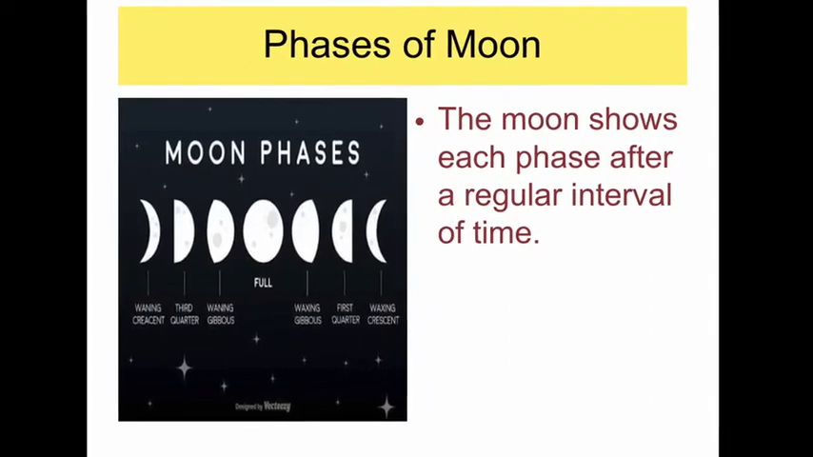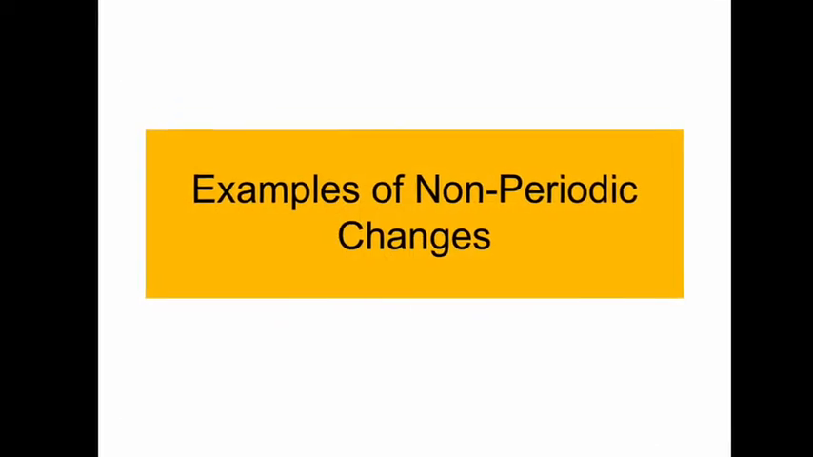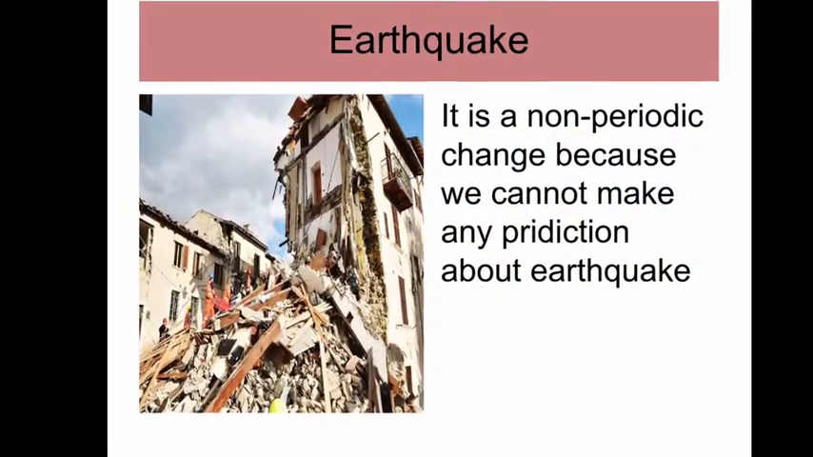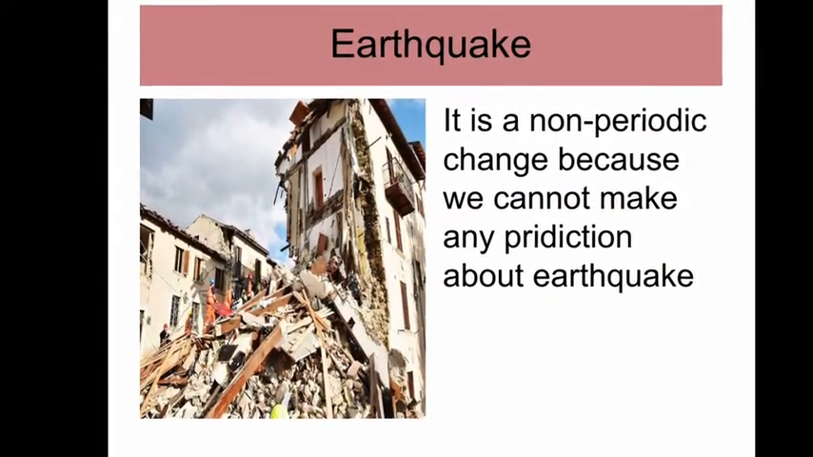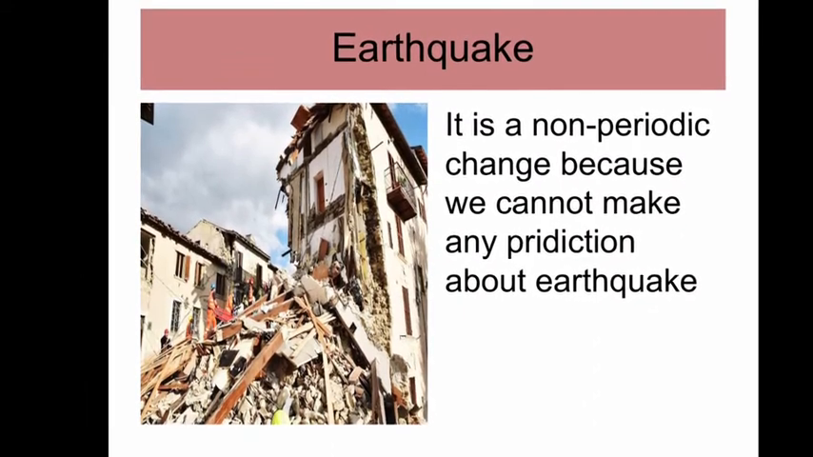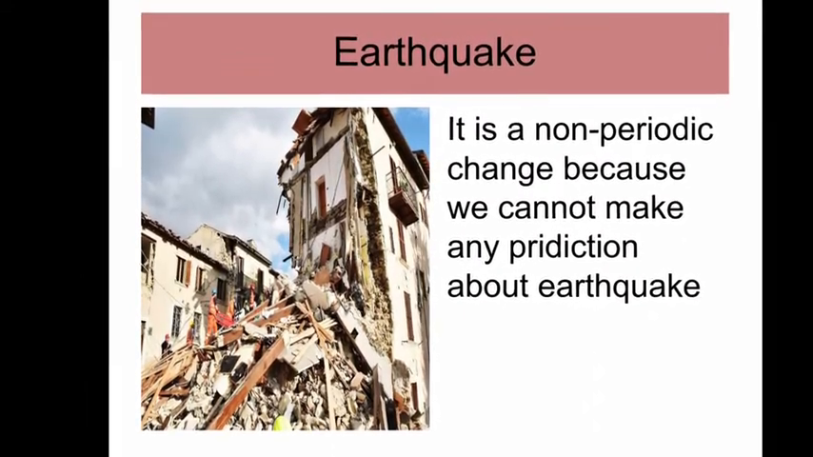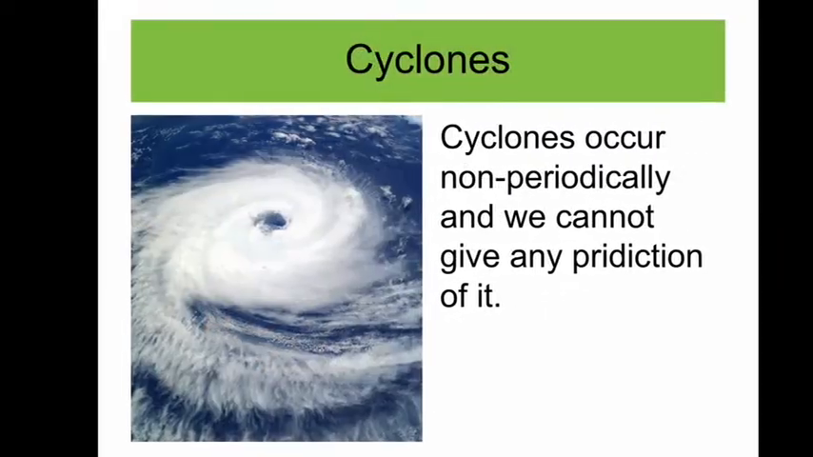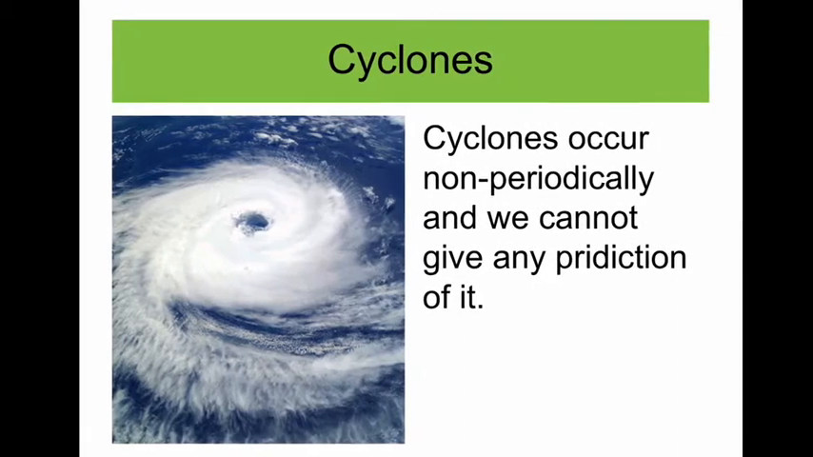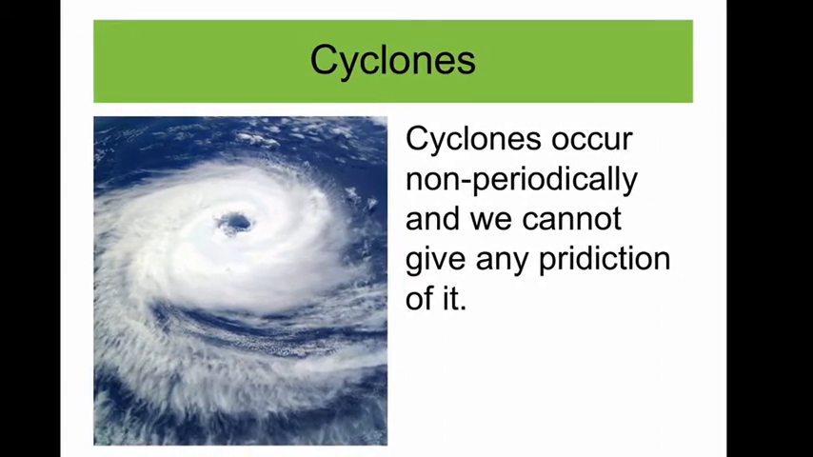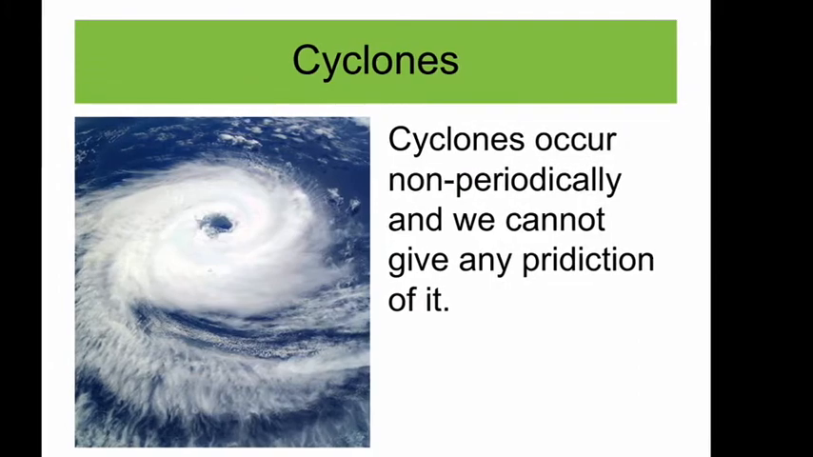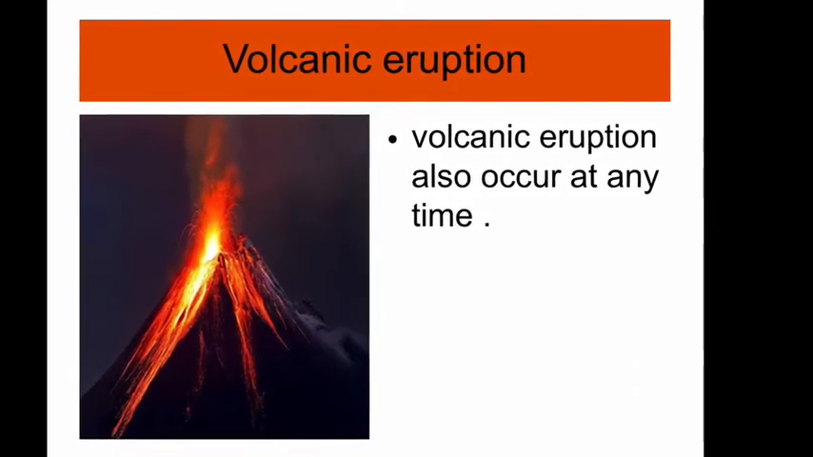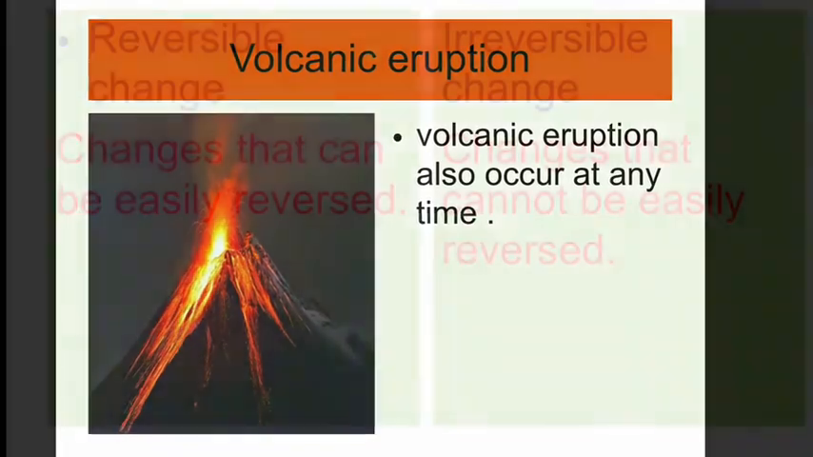Next are the examples of non-periodic changes. First one is the earthquake. Earthquake is an example of non-periodic change because we cannot make any prediction about it. Next one is the cyclone. A cyclone is also a non-periodic change because it occurs non-periodically and we cannot give any prediction of it. Next is the volcanic eruption, which can also occur at any time.